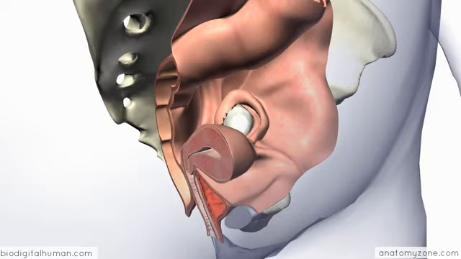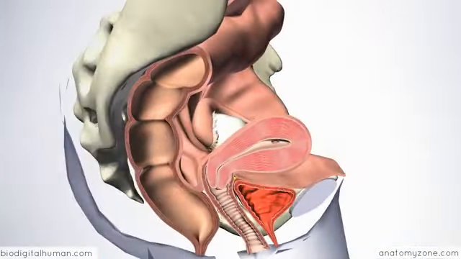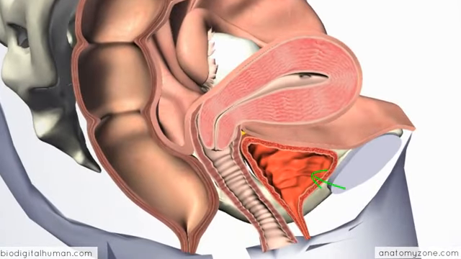So if I just rotate this cross section of the pelvis round, you can see we have the bladder anteriorly, then we've got the vagina, and then we've got the rectum and the anal canal posteriorly. So what I'd like to do is take a horizontal section through this level, and we'll take a look at how the fascia forms ligaments around these viscera.